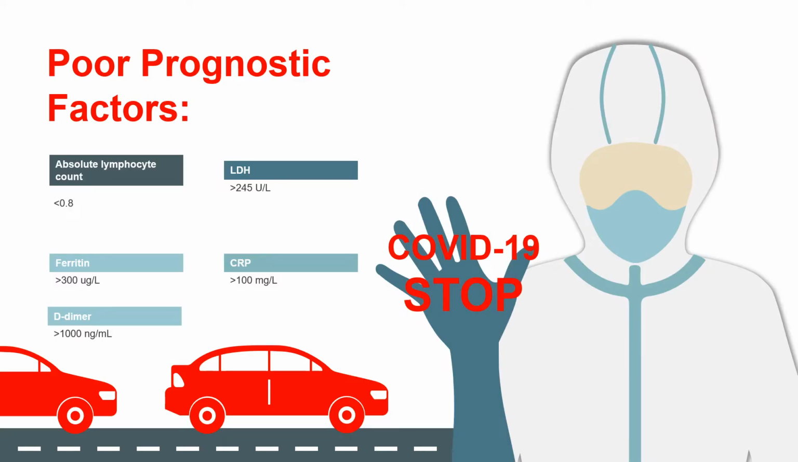There are some poor prognostic factors. The absolute lymphocyte count if it's less than 0.8, the LDH if it's more than 245, CRP if it's more than 100, the ferritin if it's more than 300, and the D-dimer if it's more than 1000, all are considered poor prognostic factors.